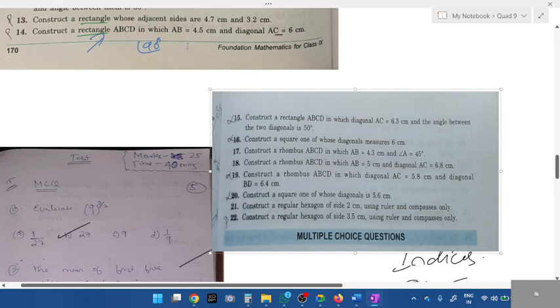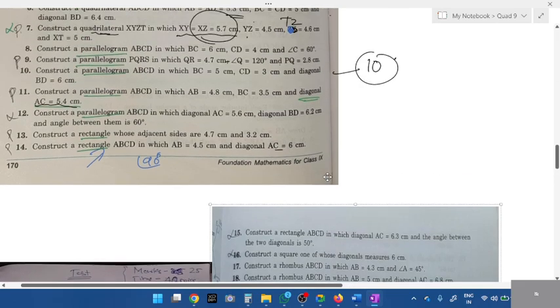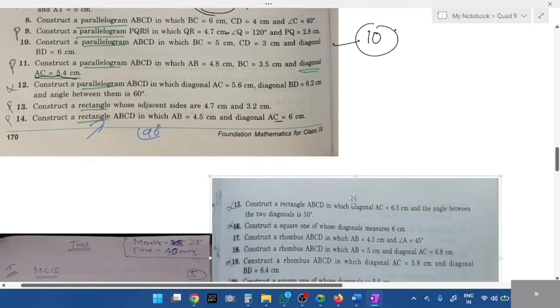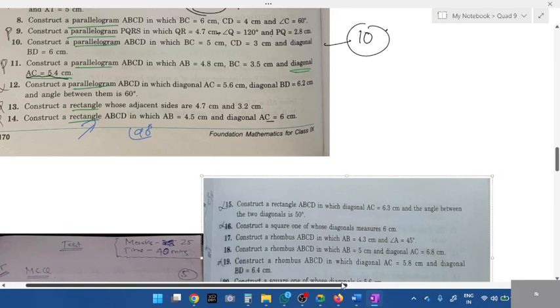See, rectangle, students. I'll do the 14th one. 15th is cancelled, 16th is cancelled. One rhombus question. One rectangle, one rhombus, and the last one, regular hexagon. Hexagon is very important. So three questions. Shall we start with the rectangle? Yeah. You all mark the 5th and 10th one. Do the 5th and 10th one later. They might ask, students.